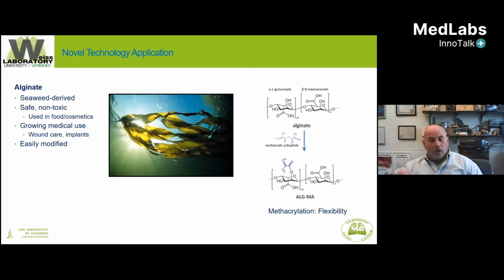So we again went through a lot of materials, and alginate seems to be the winner here. And so alginate is a seaweed-derived polysaccharide compound shown in the upper right here. It's safe, non-toxic. It's fairly widely used in the food and cosmetics industries and has growing medical use, in wound care and implants. It's also easily modified. So the alginate that's out there is relatively inflexible, but it turns out you can chemically modify alginates with simple procedures to make, here it's a methacrylated alginate, we call it algma, and it imparts flexibility, which you want if, again, the lung is inflating and deflating and you're putting some sort of coating on it.